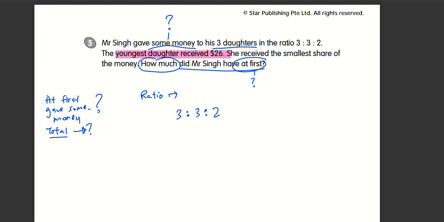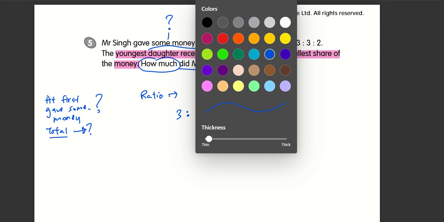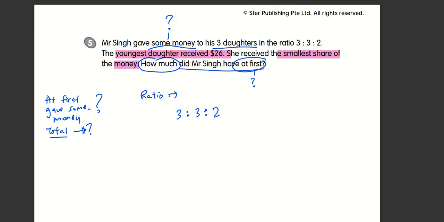So meaning that somebody received $26. Youngest or not, is it important? Not very sure. But maybe the next sentence will tell you the most important information, which is she received the smallest share of money. So in this case, this is the most important part. She refers to the youngest daughter, and this is the amount that she received, and this is supposed to be the smallest quantity. So in this case, I have 3 daughters.